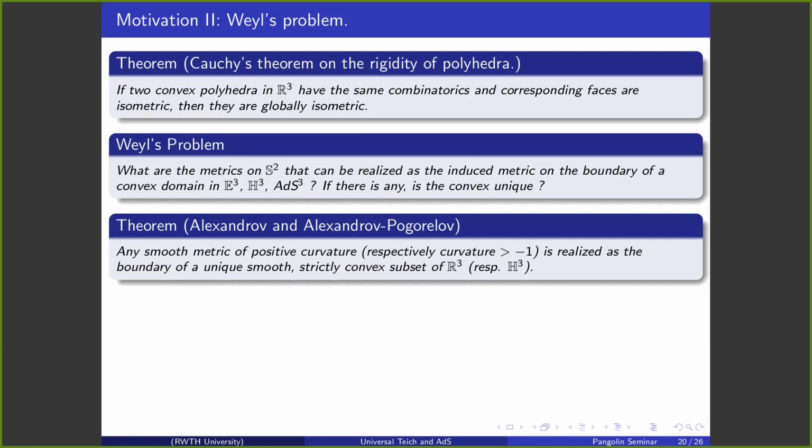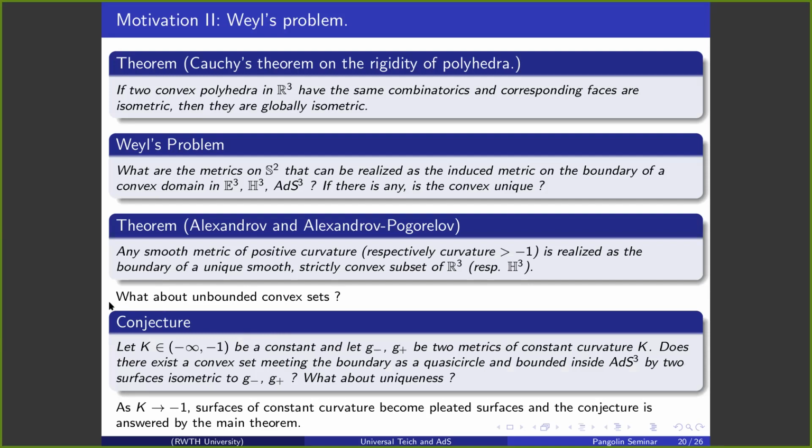So that's for metrics on the sphere, and in this case you want to find a bounded convex set, but the more modern question should be about unbounded convex sets. And in this case, it's not even easy to find a good statement, at least about uniqueness, because you could embed, say, H2 in H3 in many different ways. So uniqueness seems to be a little bit weird in this case, but it is believed that if you add some conditions on the behavior at infinity for this convex domain, you could have uniqueness. So in particular, this conjecture seems to be plausible.